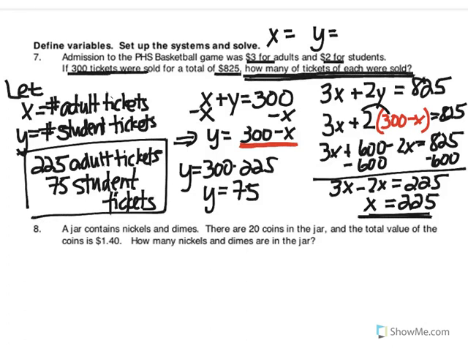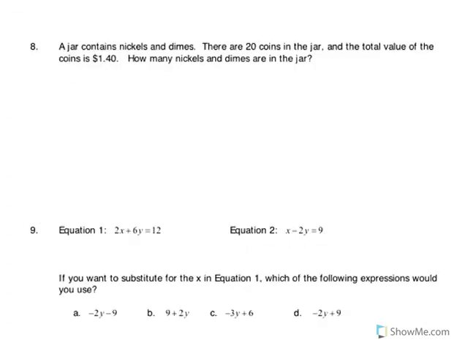Okay, let's try number 8. On number 8 it says a jar contains nickels and dimes. There are 20 coins in the jar, and the total value of the coins is $1.40. How many nickels and dimes are in the jar? So let's go ahead and solve this. First we need to make our let statements.